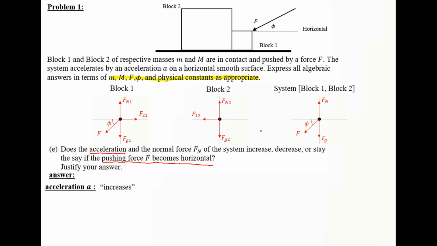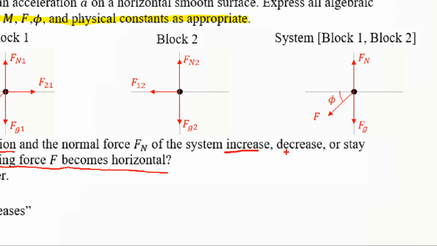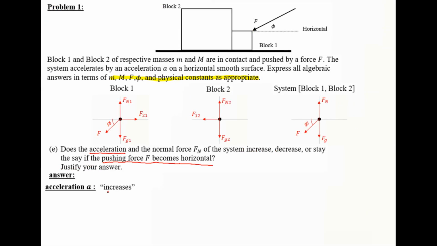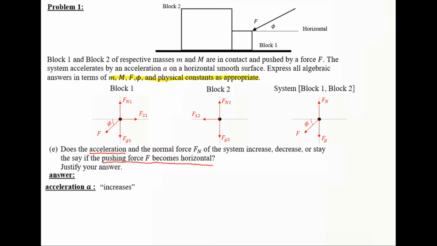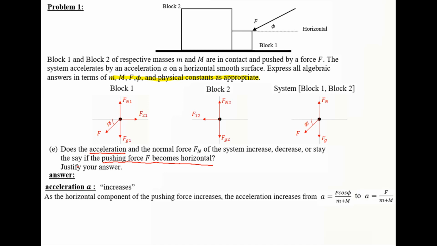So first we need to specify whether it increases, decreases, or stays the same. That would compensate for part of the grade. The other part is to justify the answer. What is the justification in this case? As the horizontal component of the pushing force increases, the acceleration increases from being F cosine phi divided by the total mass to being A given by capital F divided by the total mass.